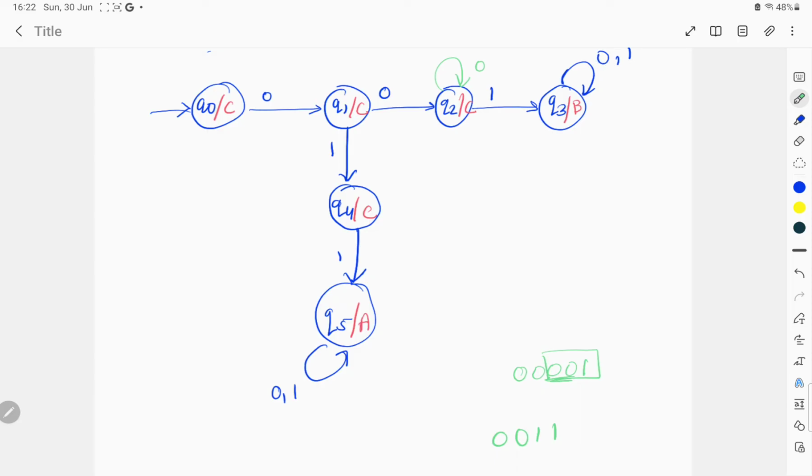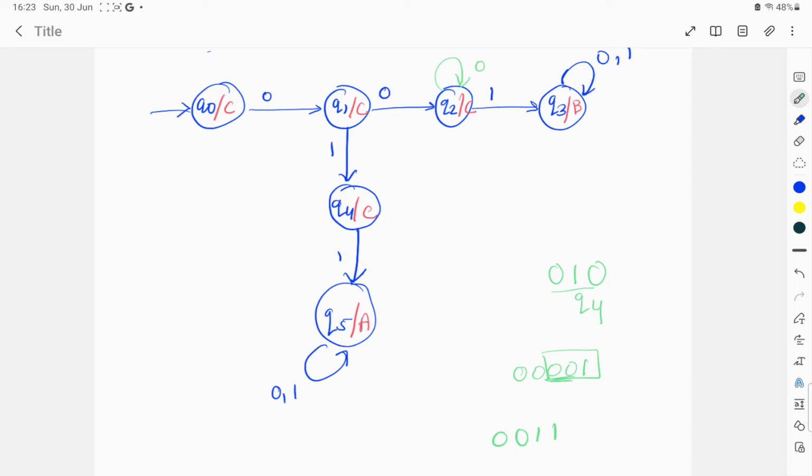Q3 also, 0 and 1 both are going. From Q4 only 1 is going. So from Q4 if I get 0, what will happen? At Q4 if I am getting 0, what is the string that I am reading? 0 1. So when I read 0 1, I reach Q4. And at Q4 if I want to read 0, the string becomes 0 1 0, right?